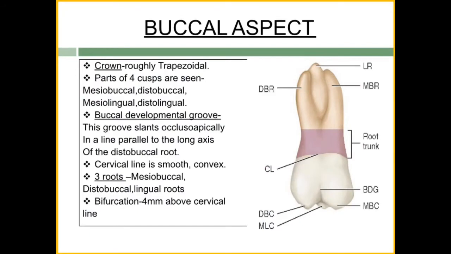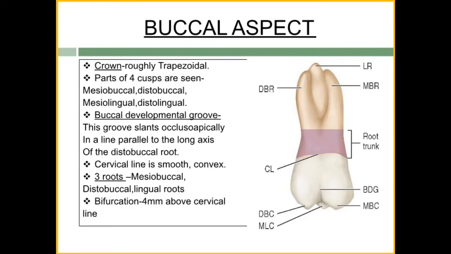Now we'll talk about the buccal aspect of this tooth. First of all, the crown, which is roughly trapezoidal in shape. All 4 cusps are seen from this aspect, but the major 2 are the mesiobuccal and the distobuccal cusps. They are well differentiated by a developmental groove, known as the buccal developmental groove.